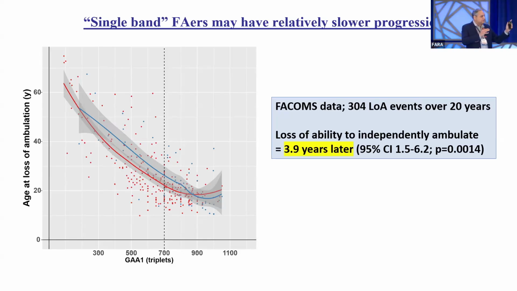And so this is telling us we need to look a little bit carefully at how these chimeric alleles affect the phenotype, I mean the presentation of people with FA. So this is the reason why we care about these chimeric alleles.